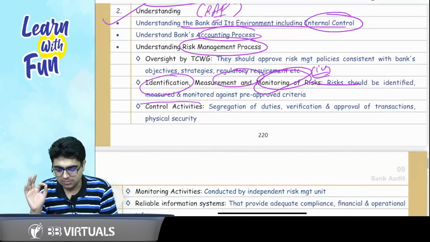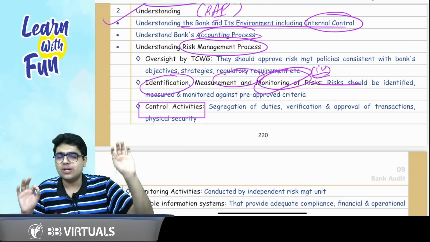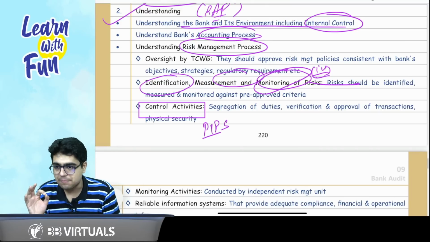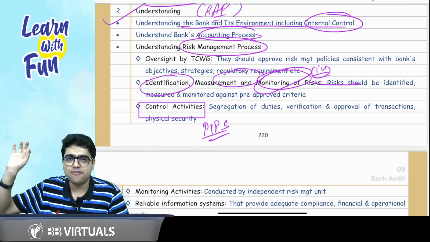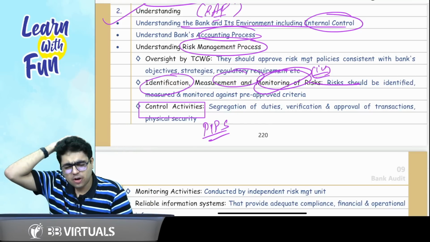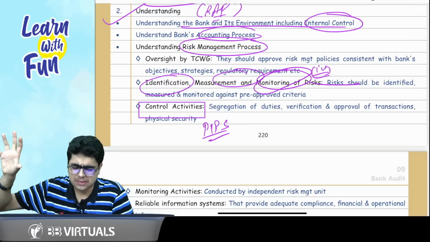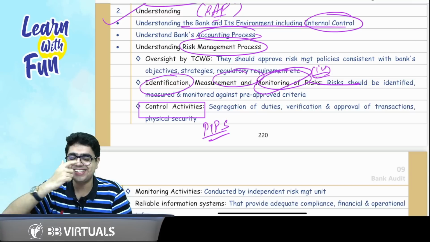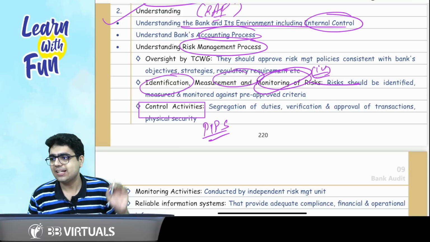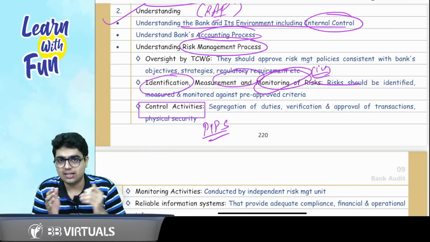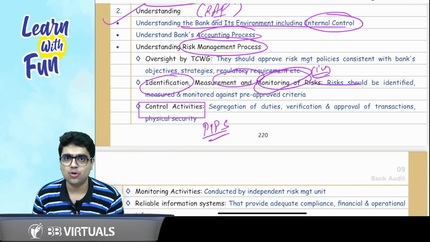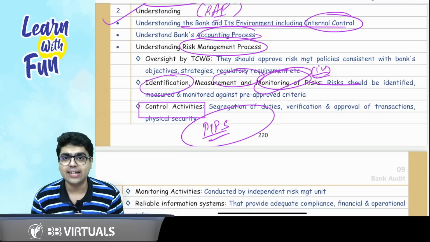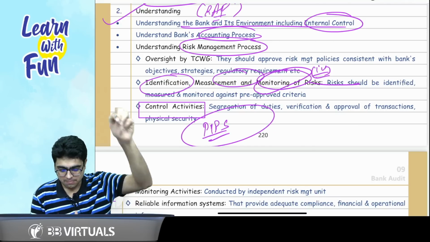So next point comes the control activities. For those who have studied chapter number 3 from me, they will remember. Sir, the control activities are PIPES: P for authorization and performance review, I for information processing, which includes your application and general controls. Then comes P for physical controls and S for segregation of duties. If you are not able to recall these points of control activities, it's high time you revise chapter number 3. Mark it in your head.